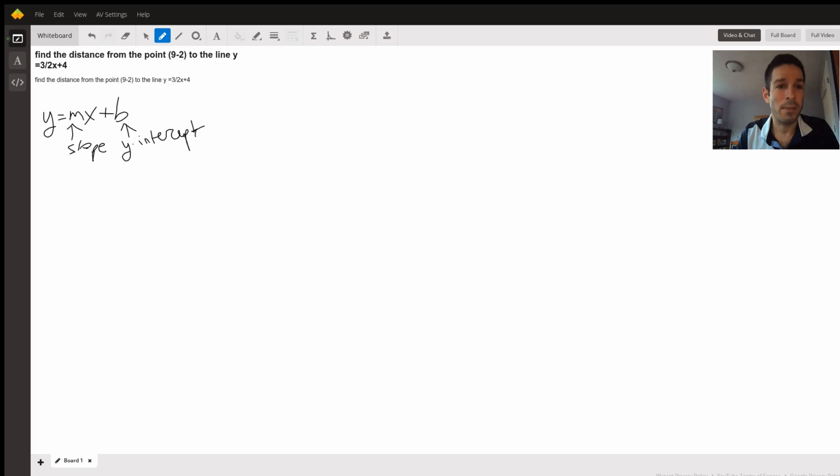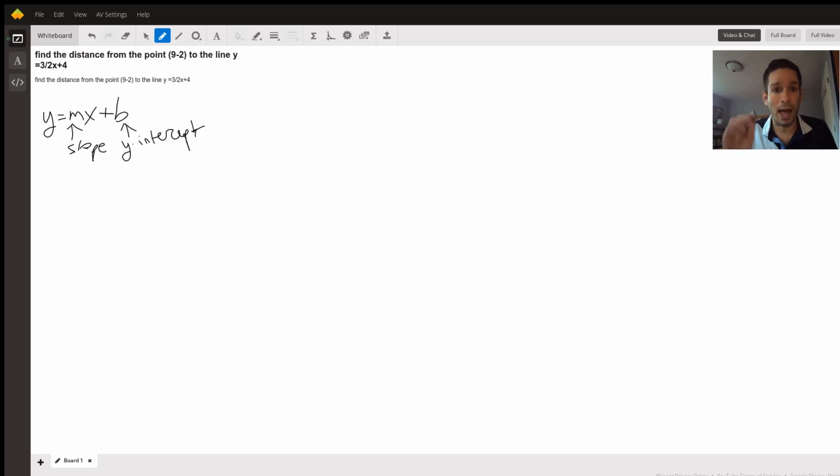This one is about a point and a line. What is the distance between the point (9, -2) and the line y = 3/2 x + 4? You just have to have some general understanding and logical thinking around what the shortest distance is, because when they say distance, they mean the shortest distance. What is the shortest distance between that line and any point?